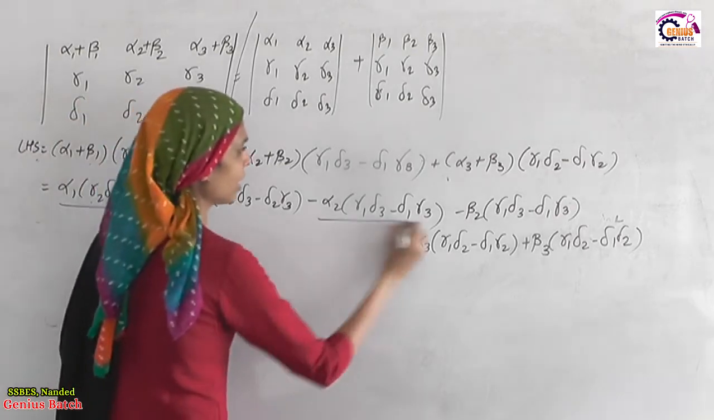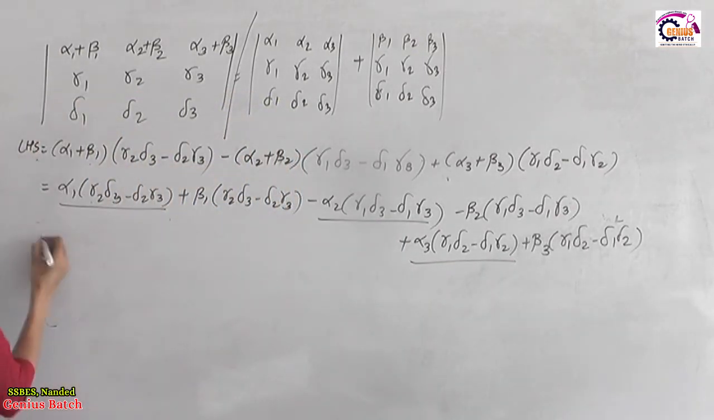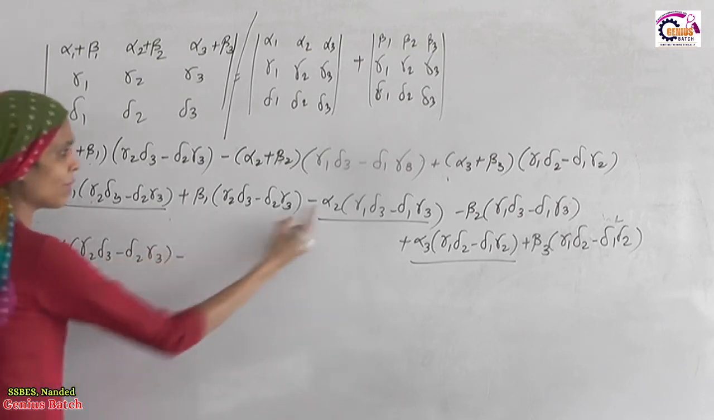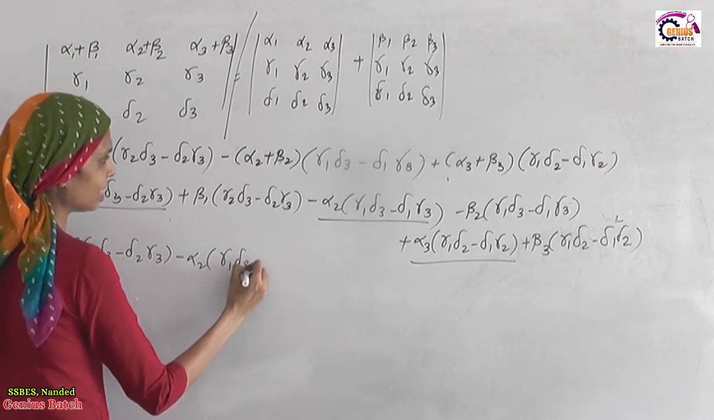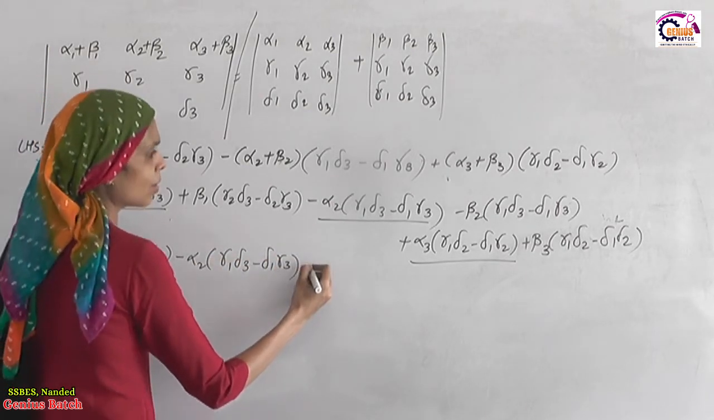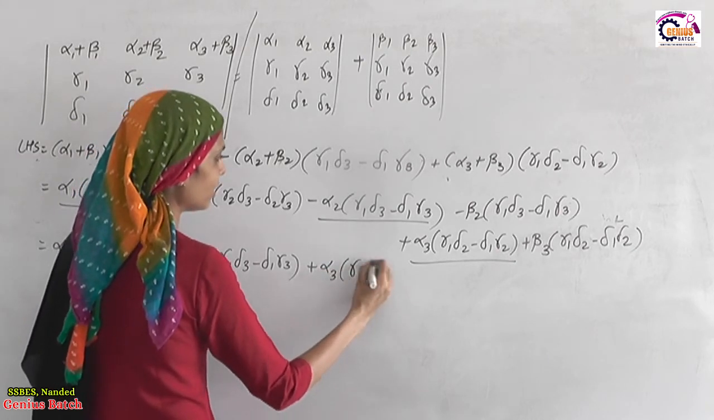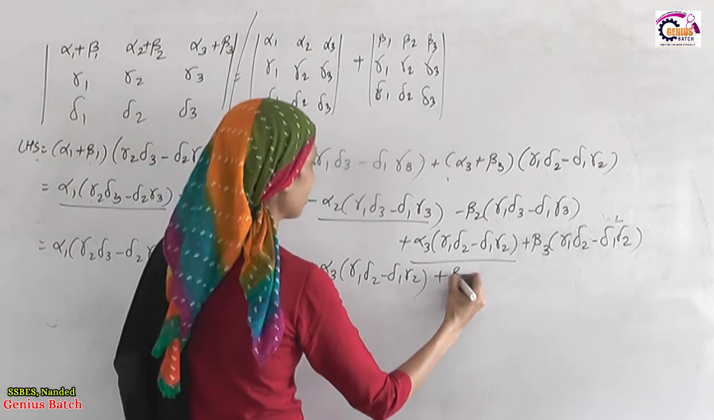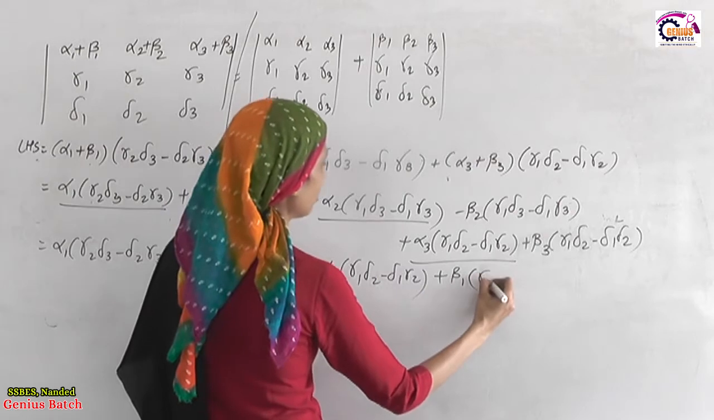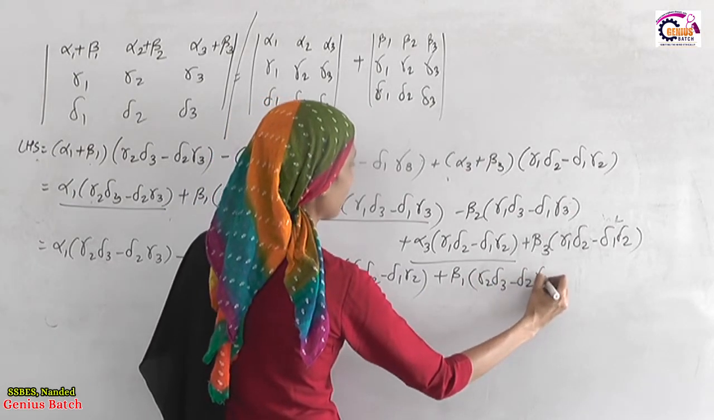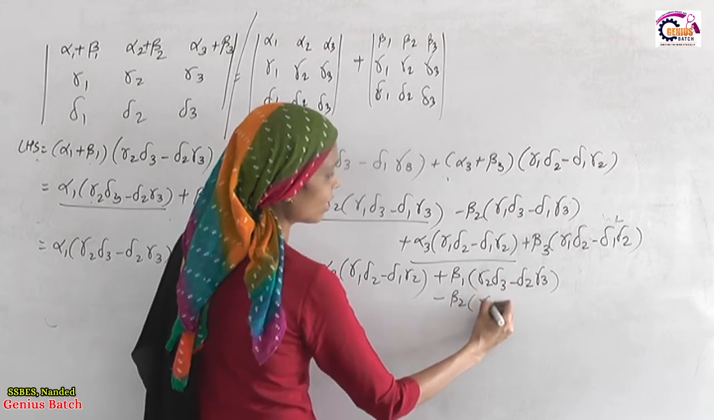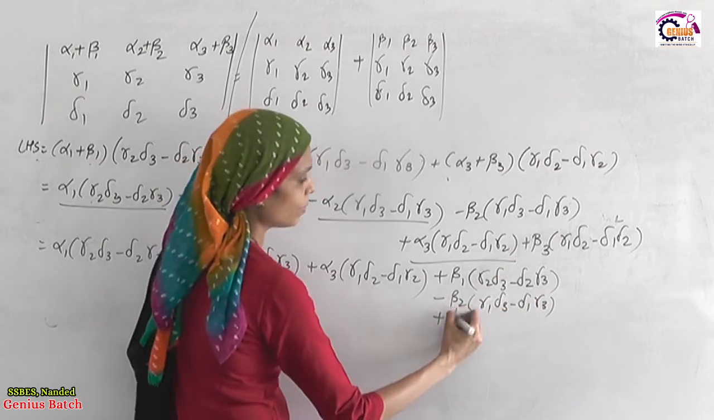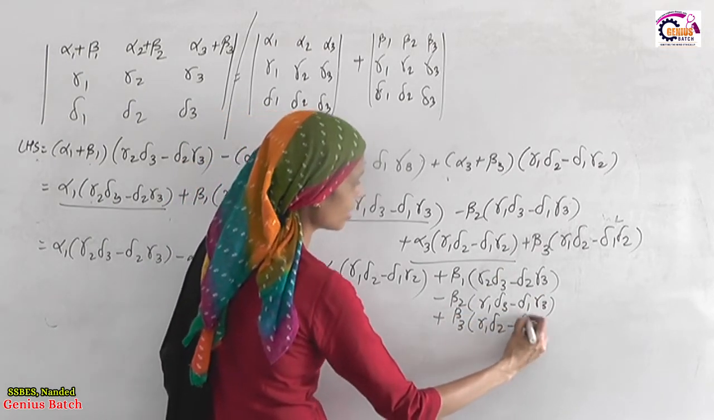अल्फा 1, अल्फा 2 आणि अल्फा 3 या अल्फा वाल्या टर्म्स if I take together: अल्फा 1 gamma 2 delta 3 minus delta 2 gamma 3 minus अल्फा 2 gamma 1 delta 3 minus delta 1 gamma 3 प्लस अल्फा 3 गॅमा 1 डेल्टा 2 मायनस डेल्टा 1 गॅमा 2. आणि बीटाच्या टर्म्स एकत्र घेऊ. बीटा 1 इन ब्रॅकेट गॅमा 2 डेल्टा 3 मायनस डेल्टा 2 गॅमा 3 मायनस बीटा 2 इंटू गॅमा 1 डेल्टा 3 मायनस डेल्टा 1 गॅमा 3 प्लस बीटा 3 इंटू गॅमा 1 डेल्टा 2 मायनस डेल्टा 1 गॅमा 2.